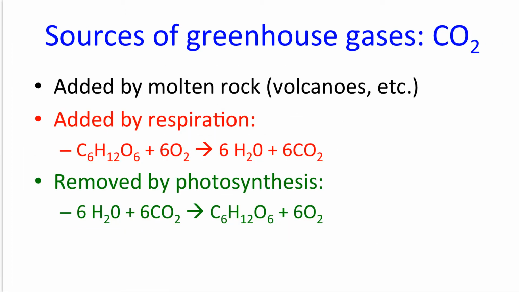So carbon dioxide in the atmosphere seems to affect temperature. Let's ask, where does that carbon dioxide in the atmosphere come from? And it turns out there's a few different sources. One source is molten rock, and so this could be things like geysers, but we often think of volcanoes. When volcanoes erupt, carbon dioxide is released. It's also released at other times from vents in the earth.